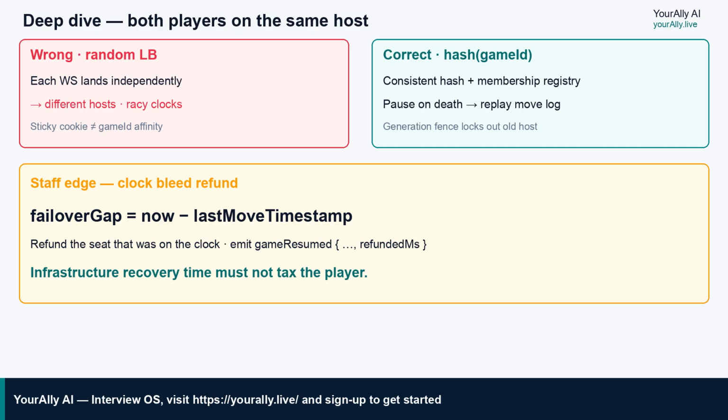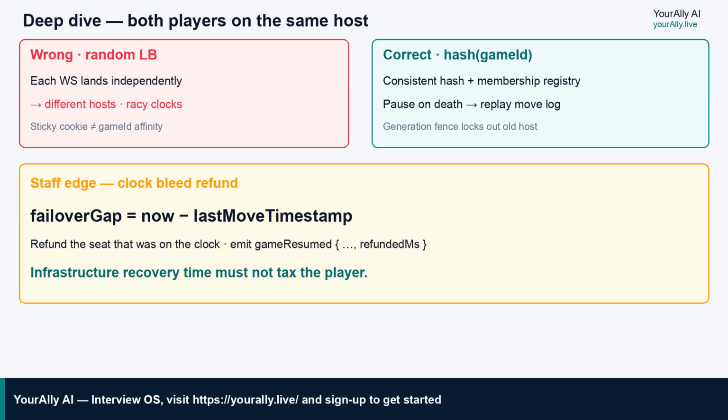Then resume. Chess games are short. You rarely need heavyweight snapshots. The move log is the recovery mechanism. Add a generation or epoch fence so the old process cannot accept moves after it has been replaced. Staff edge: clock bleed. Failover takes wall clock time. If the active player's clock keeps running across that gap, your incident steals their bullet seconds. That is indefensible product behavior.